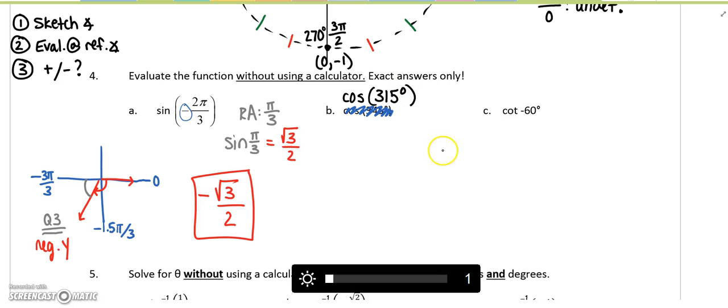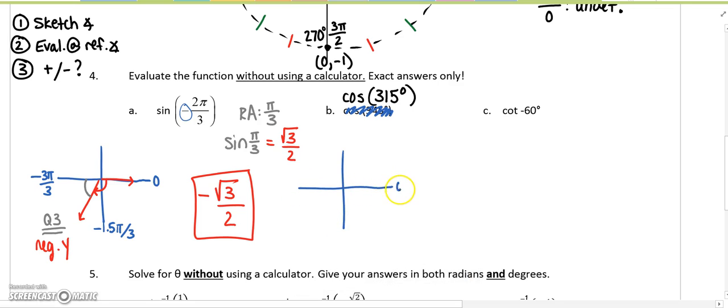Alright, so let's go through the same steps. First thing I'm going to do is draw it out. Degrees are a little easier because we know degrees pretty well. 0, 90, 180, 270, and 360. So it looks like 315 will fall in quadrant 4, right about there.